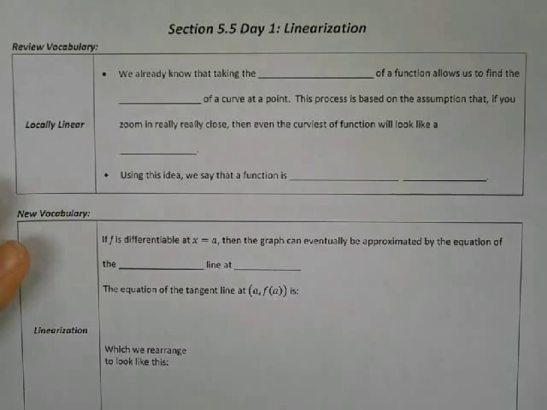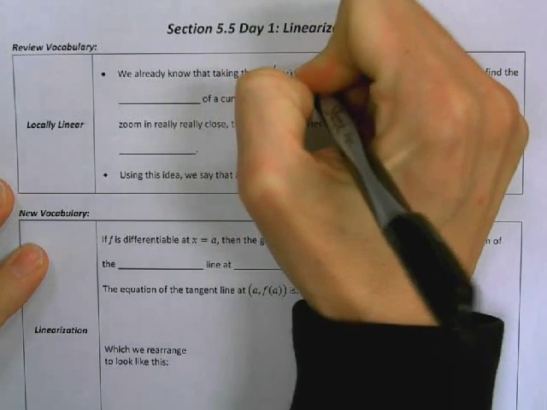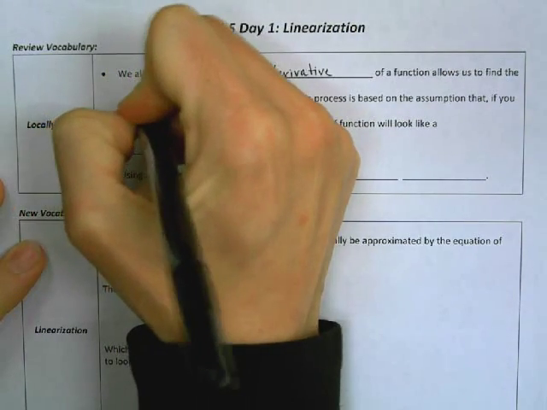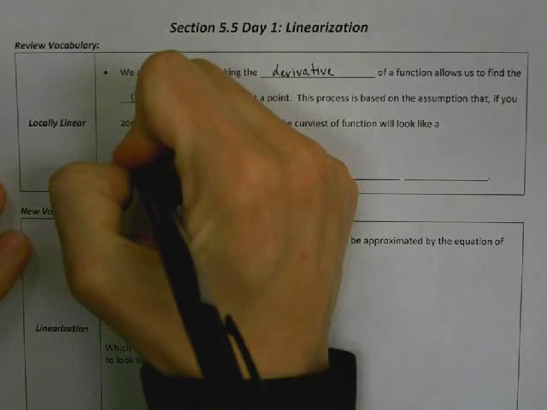Okay, and so we already know that taking the derivative of a function allows us to find the slope of a curve at a given point. So that's way old news by now. Okay, and so this whole process is based on the assumption that if you zoom in really close, even the curviest of functions will look like a line.